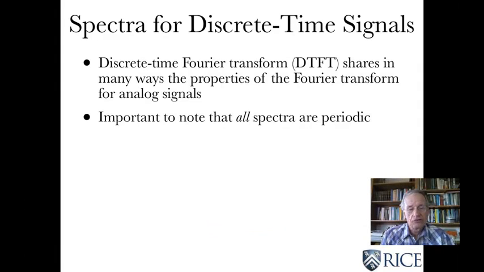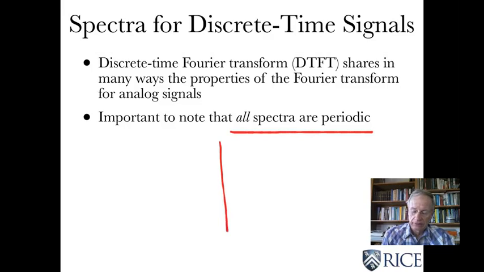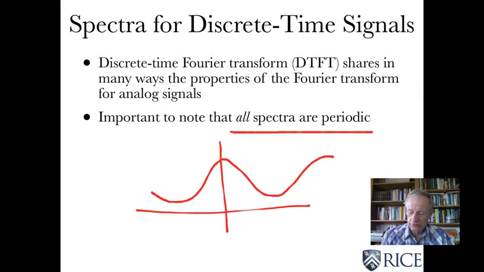So, the DTFT shares many of the properties of the Fourier transform we've already encountered for analog signals. It's very important to note that all spectra are periodic, and the reason for that is just because of the way the math works out. That's one way of looking at it. And because it has to be periodic, the highest possible frequency you can have in the discrete time world is a half. There is no higher frequency in that because it has to be periodic. We'll get used to that.